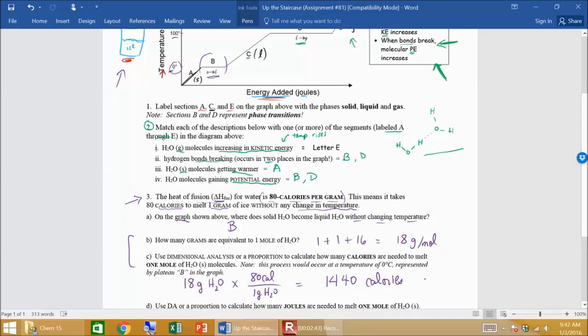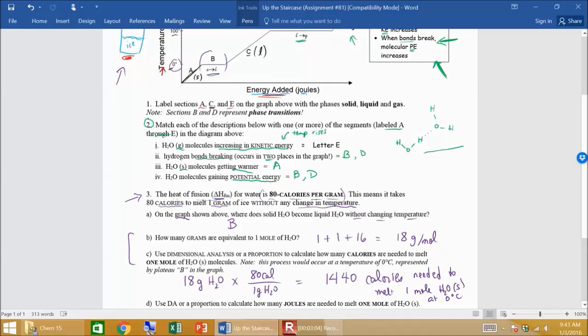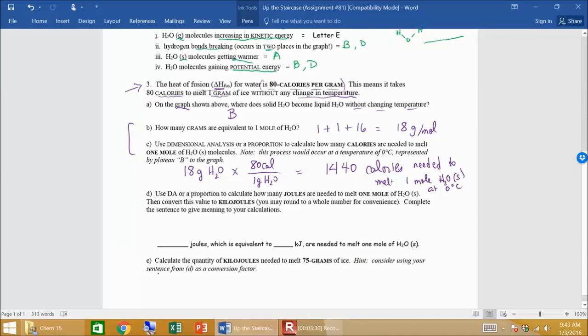So this is, let's label it actually, needed to melt 1 mole of H2O solid, and particularly this is at 0 degrees C. So it's a lot of energy needed just to melt the ice. Need to pause the video to redo D and E, do so now. I'll show you the answers after you've figured it out.